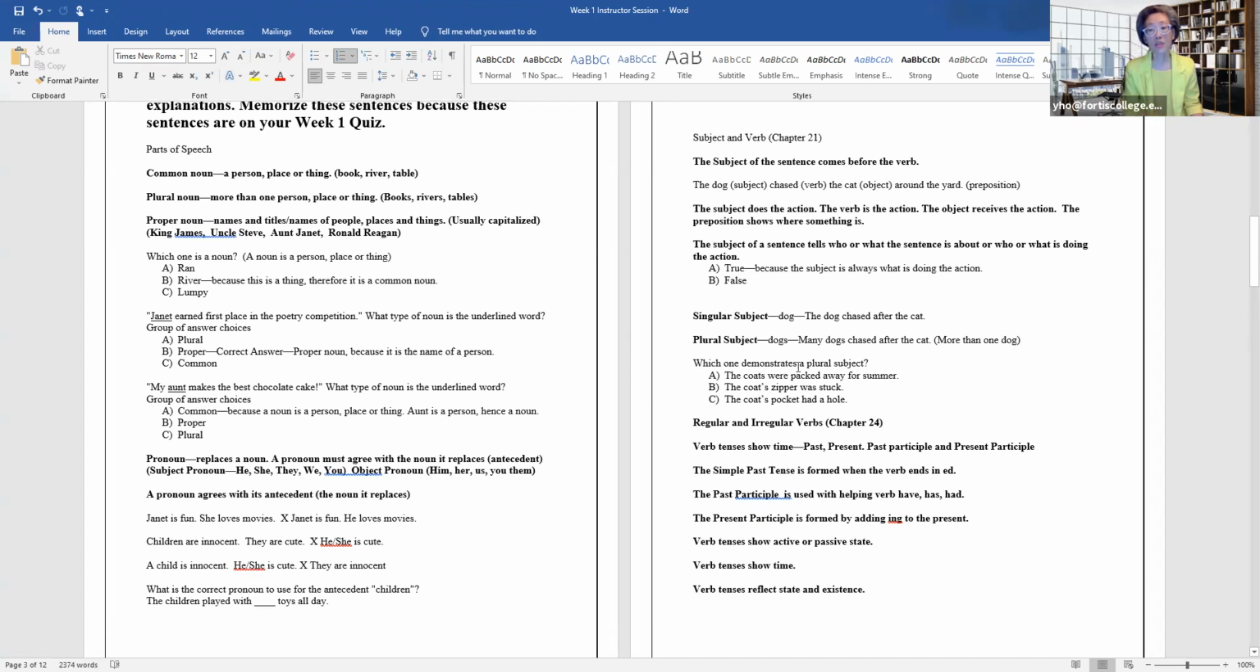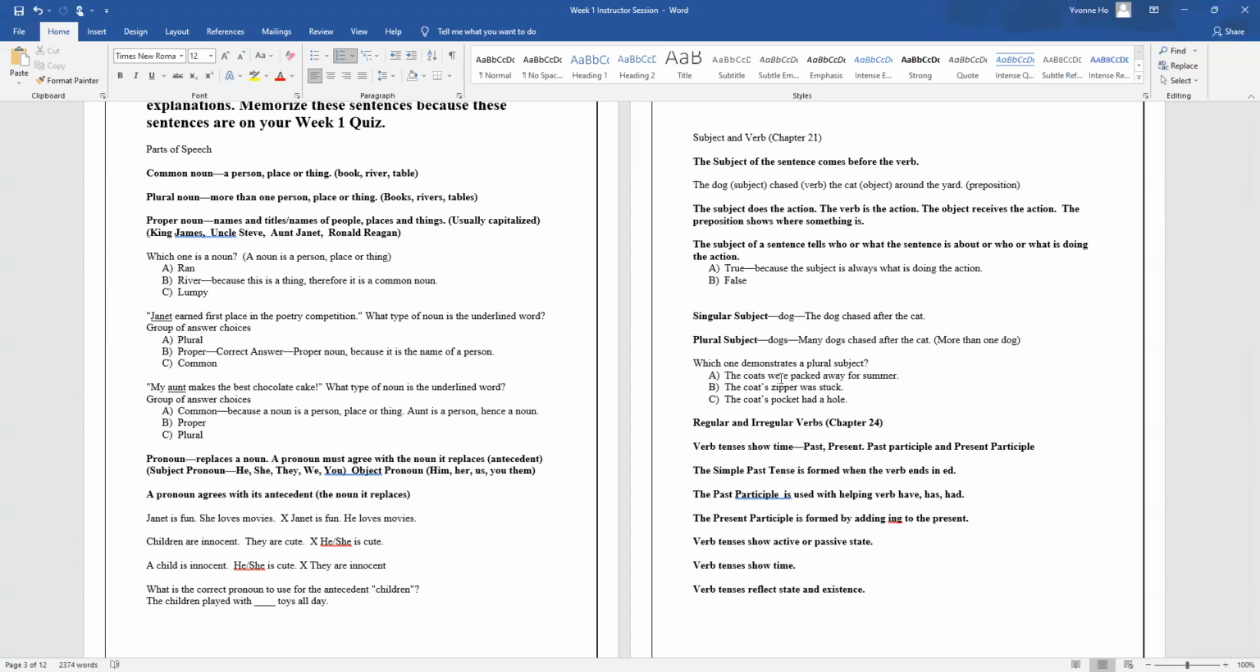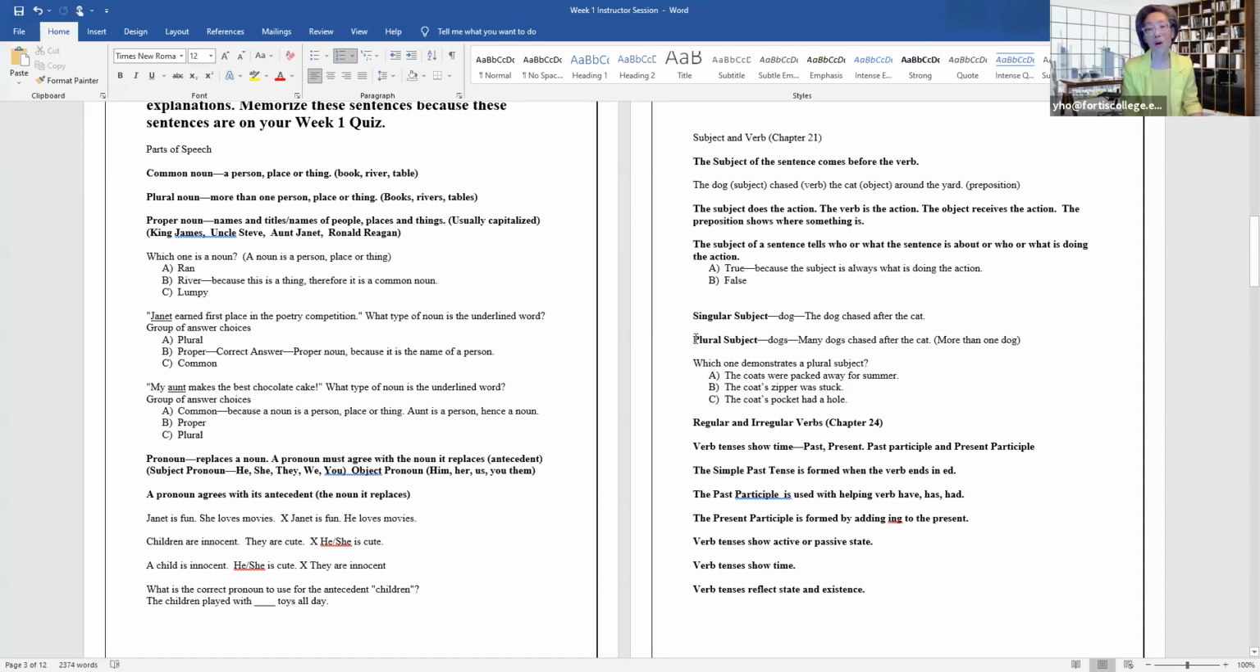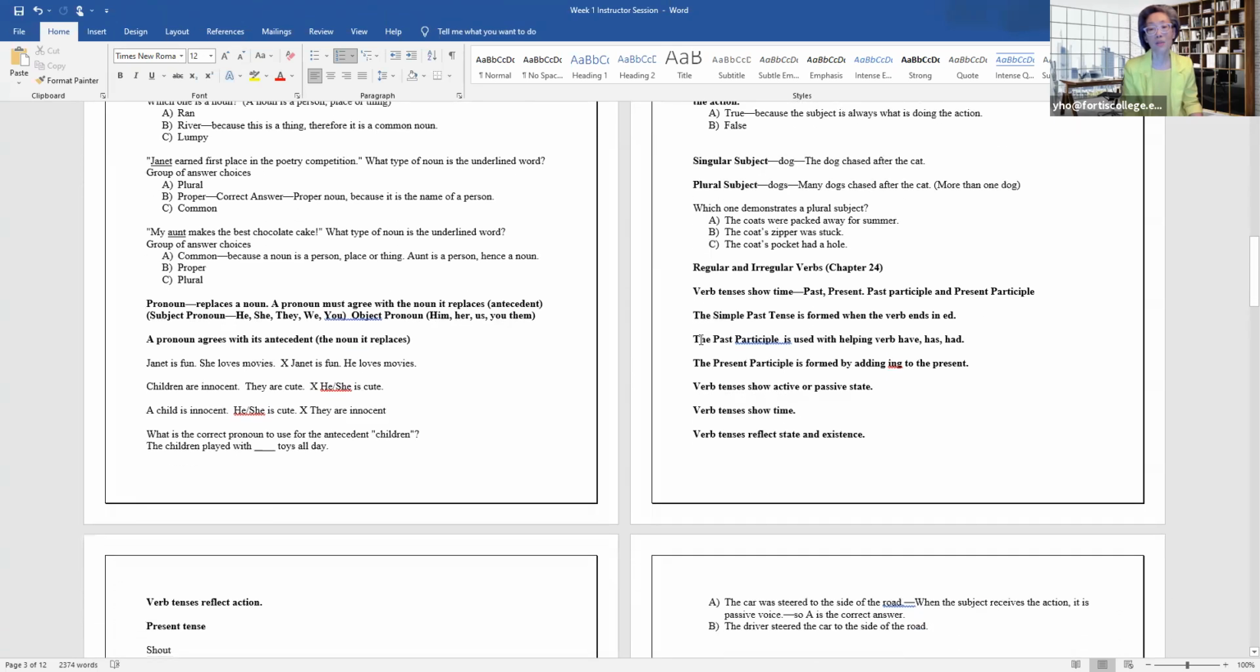So which one demonstrates a plural subject? The coats were packed away for summer. The coat's zipper was stuck. The coat's pocket had a hole. Remember that a plural subject is the same thing as a plural noun. So which one is a plural noun, the same thing as a plural subject? Is it A, B, or C? Andy? A. A, okay. So when you have more than one noun, it is a plural subject.